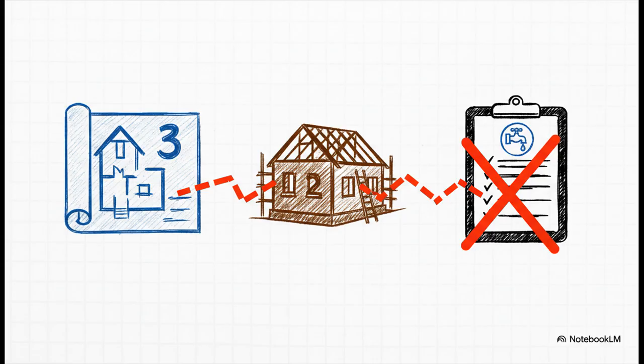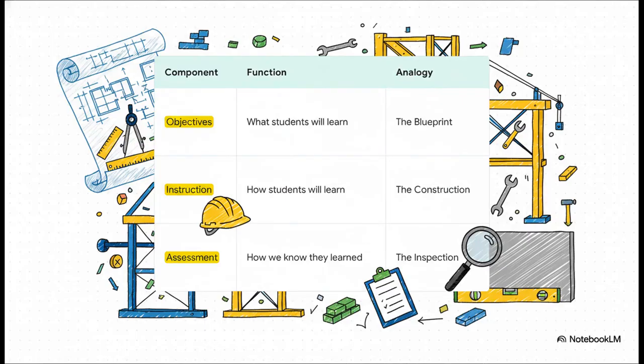Let's go right back to our house metaphor. Imagine your blueprint clearly calls for 3 bedrooms, but the construction crew only builds 2. And then the inspector shows up, but they're only checking the plumbing. The whole project is a failure, right? Everything has to be perfectly in sync. And it is the exact same thing in teaching. It's really this simple, but incredibly powerful.